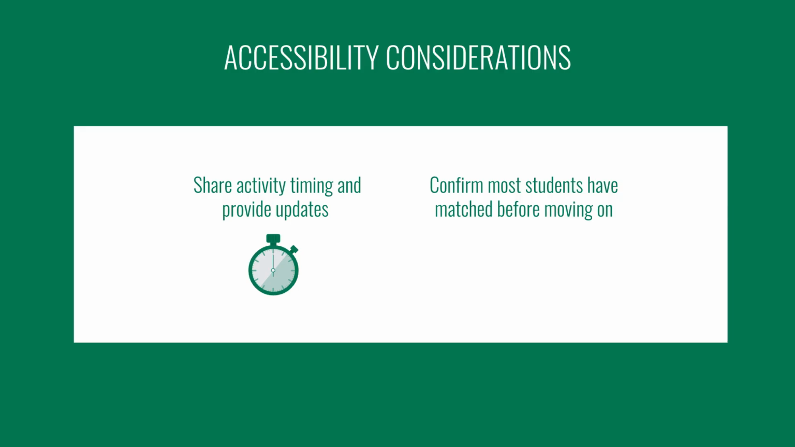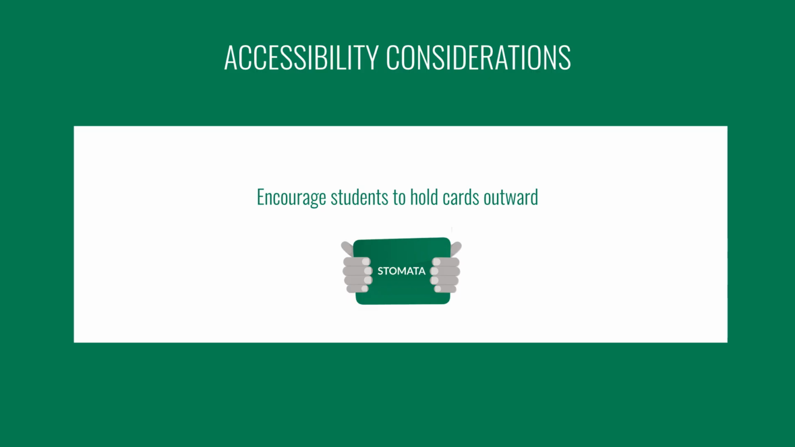Share how much time the activity will take and give timing updates. Check in to confirm most students have found their match before moving on. For students with hearing loss, activities with many conversations happening at once can be a barrier. Encourage students to hold cards outward for easier visibility.